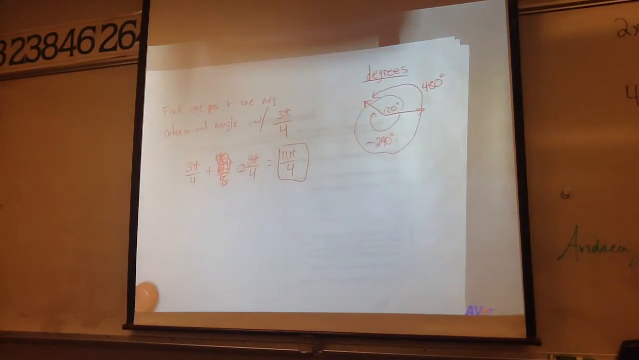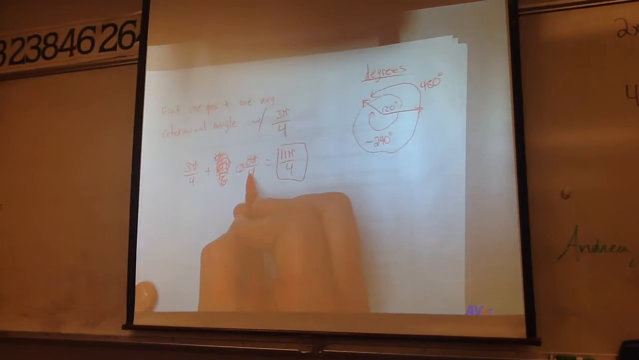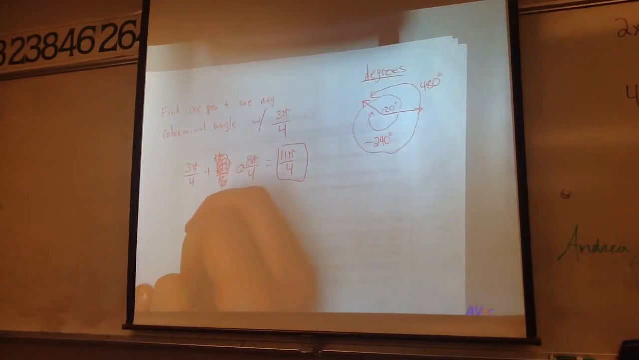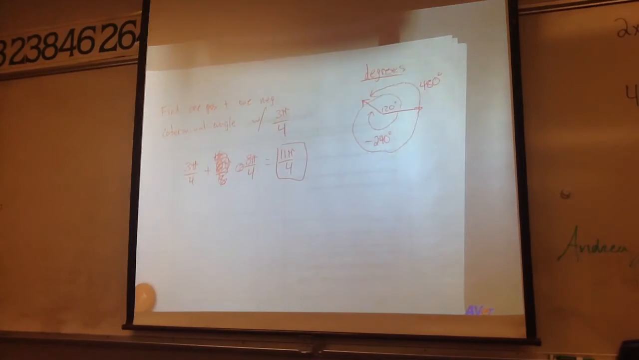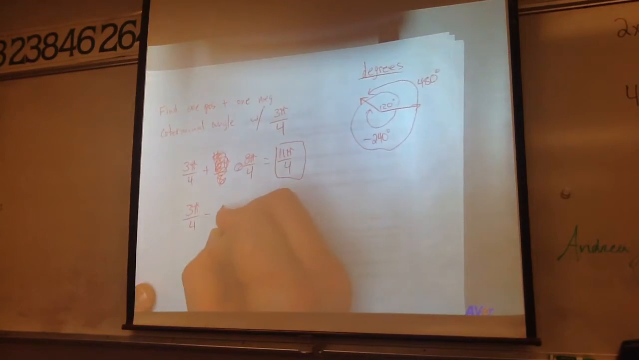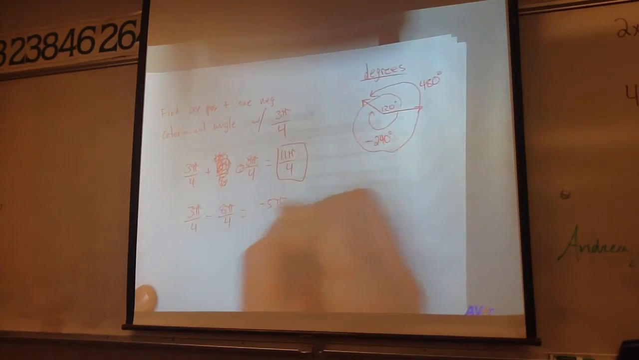And then the other way, if you do it negatively, would be. If you went backwards, you would just subtract 2 pi. Oh wait, no. It's negative 5 pi over 4.